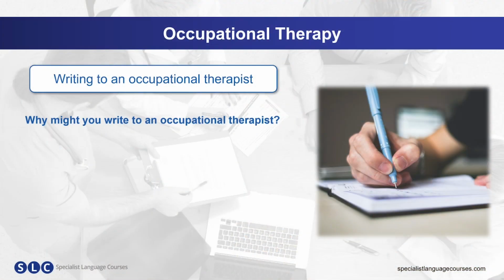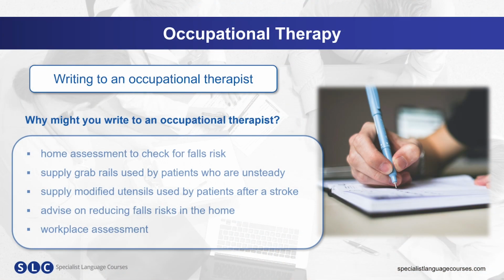We can also apply this to OET writing by thinking about why we would write to an occupational therapist. Let's have a look. Some possible reasons are to perform a home assessment to check for falls risk, supply grab rails used by patients who are unsteady, supply modified utensils used by patients after a stroke, to advise on reducing falls risks in the home, or to perform a workplace assessment.